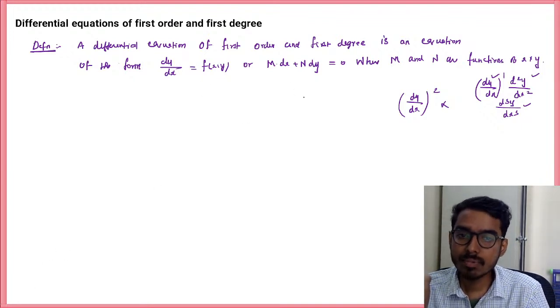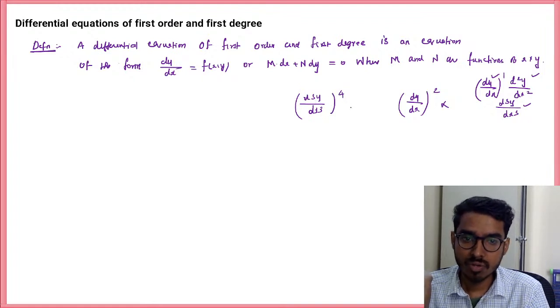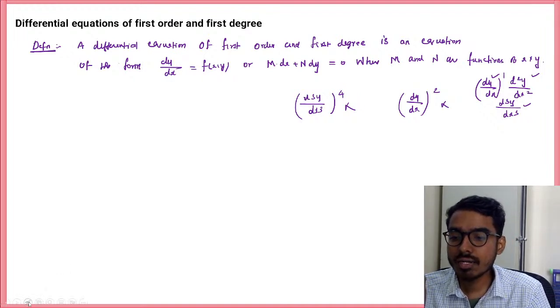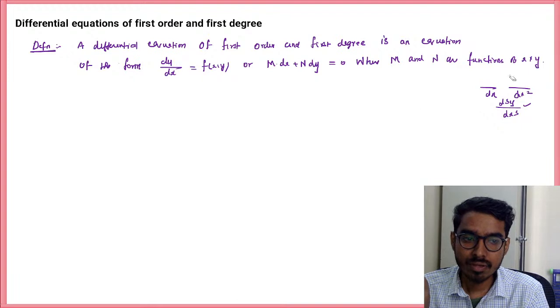For example, d cube y by dx cube whole power 4 is an equation of order 3 and degree 4. We are not going to consider this also. We are only going to find the solutions of first order and first degree differential equations. So what we mean by solution, I'll give you an example.